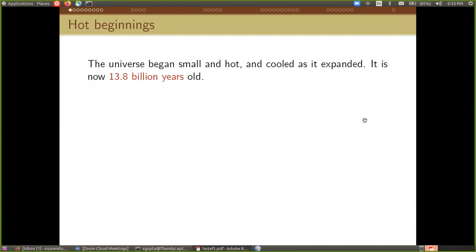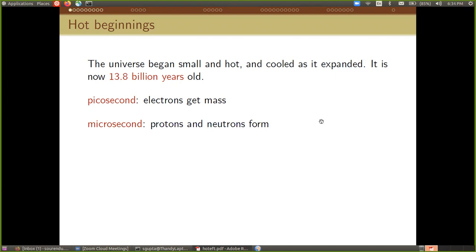Okay, you know that the universe started a long time ago and it was small and hot to begin with. And as it expanded to its present size, it cooled quite rapidly. The shape of the present universe was actually set fairly early. In one picosecond after what we think of as the Big Bang, electrons got their mass. Before that, the physics looked different. In a microsecond after the birth, the protons and neutrons formed. That's the region where most of my talk is going to concentrate. In about a minute after the birth of the universe, heavier elements started to form.